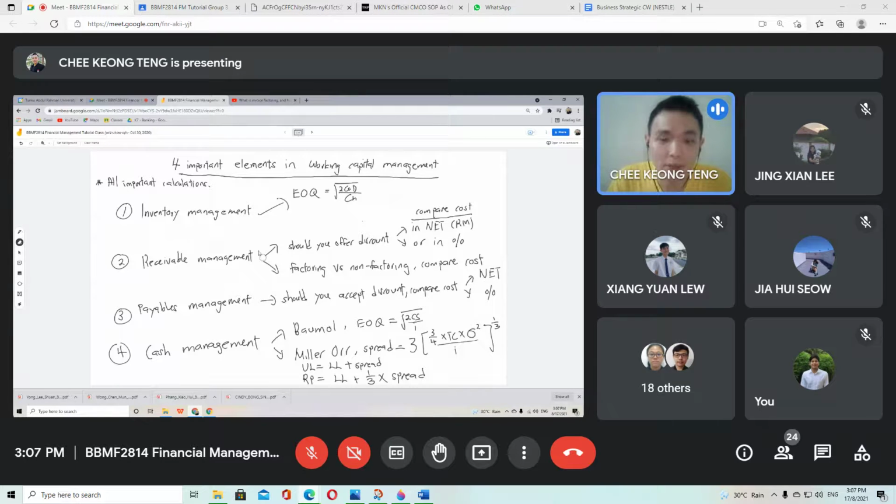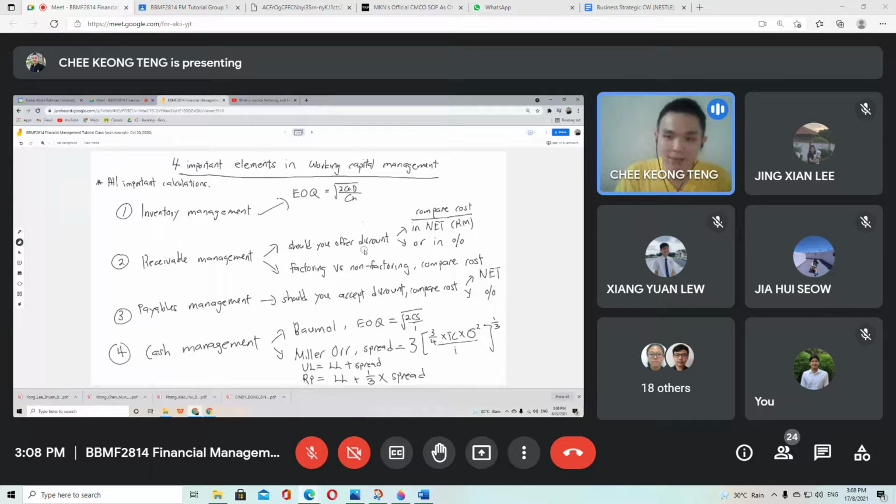If you are talking about receivable management, usually the question could ask you to calculate, because one of the things you can do is decide whether you should offer a discount to your credit sales customers. Basically, you offer trade discounts, telling them if you pay me earlier, I will give you some discount. The question usually will be, should you offer this discount? Because the discount you are giving is a cost. You cannot receive back 100% because you are giving a discount. So it's a cost.